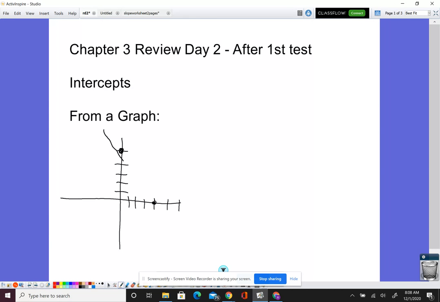and it looks like this, pretend that that one went through that dot there. Can you tell me what the intercepts are? First off, what does the intercept mean? It means where the line crosses the axis.